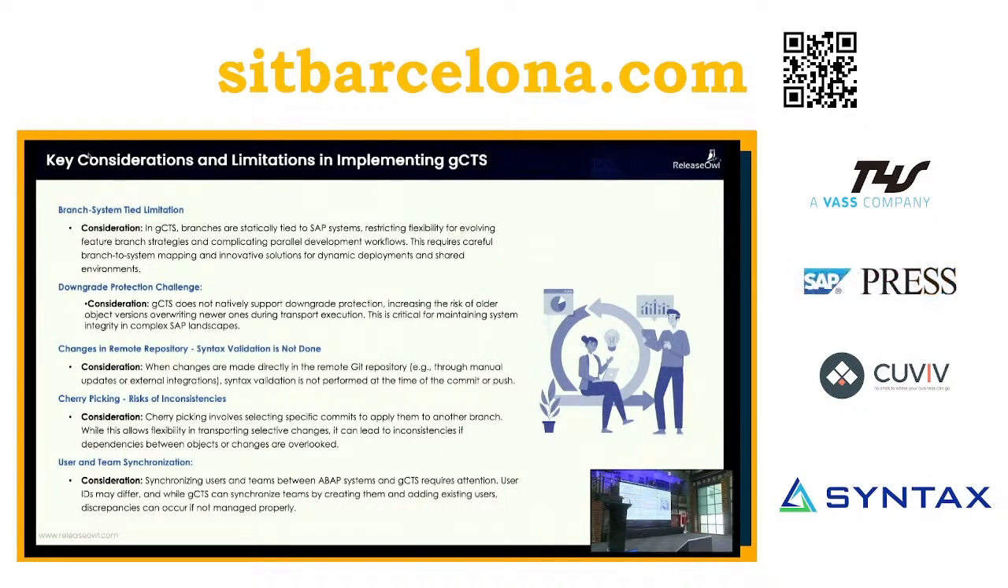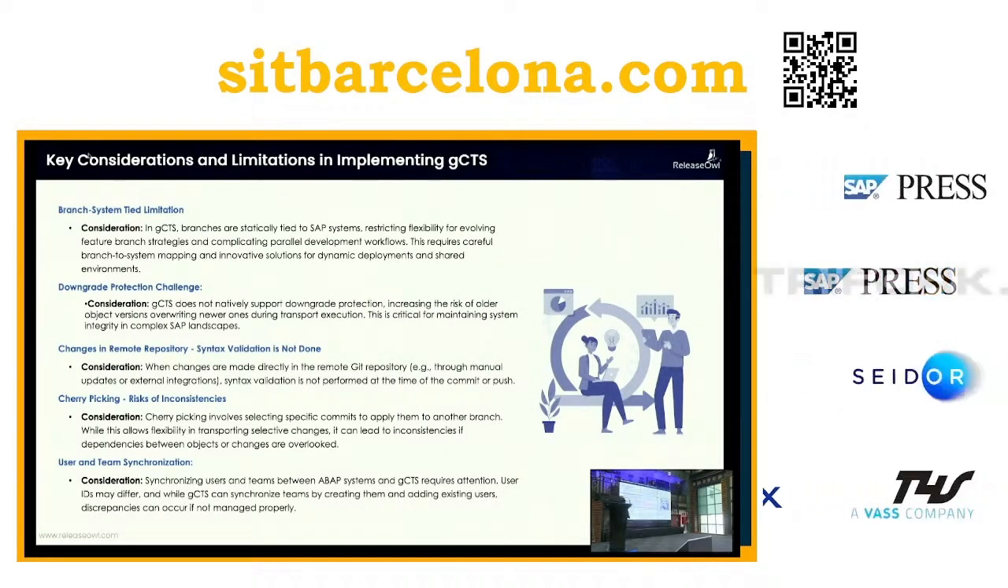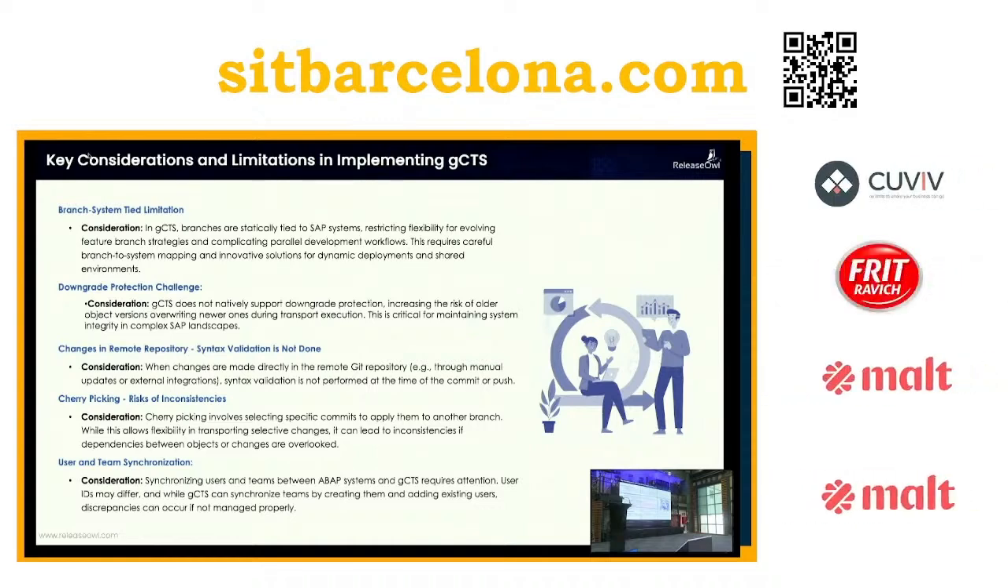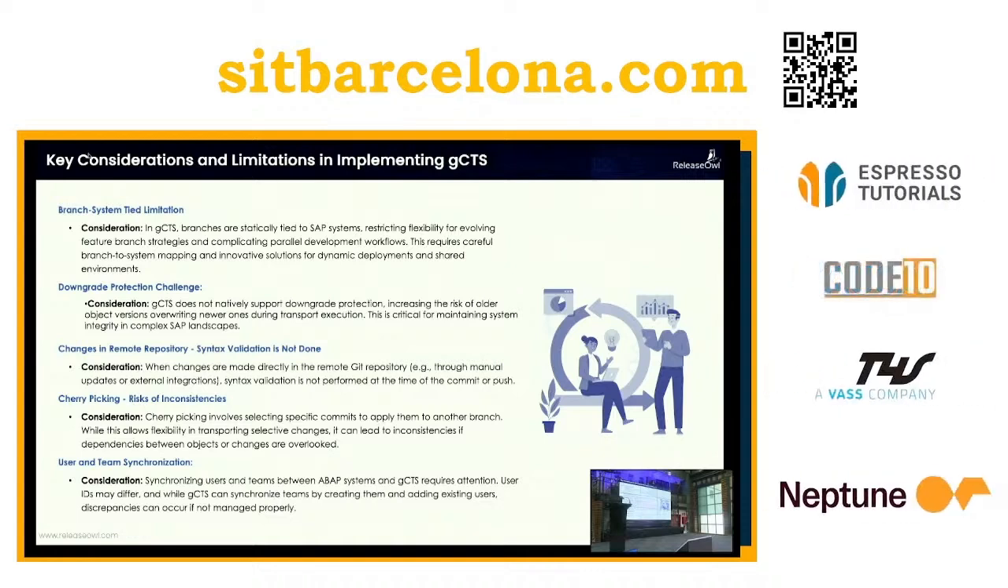So this is a summary of the challenges that we have got. One, I mentioned, is the branch limitation. Because the system is tied to branch, it is not flexible to maintain feature branches. Second is downgrade protection. gCTS does not have native downgrade protection because it is a Git pull.